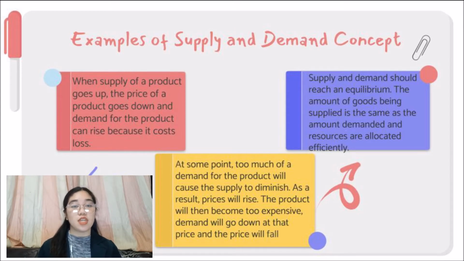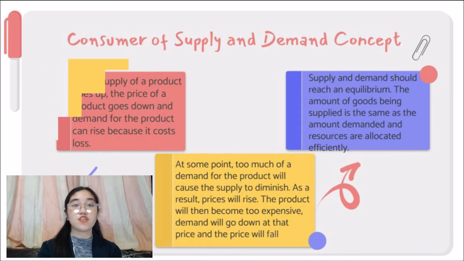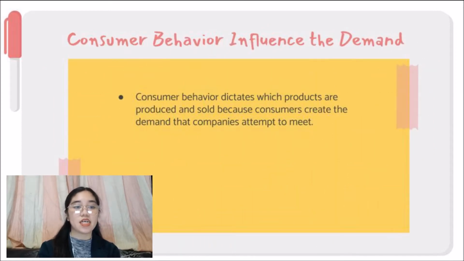Supply and demand should reach an equilibrium, which is when the amount of goods being supplied is the same as the amount demanded and resources are allocated efficiently. Supply and demand are both very important to economic activity. They are both important for the economy because they impact the prices of consumers' goods and services within an economy. Consumer behavior influences the demand. Consumer behavior dictates which products are produced and sold because consumers create the demand that companies attempt to meet.